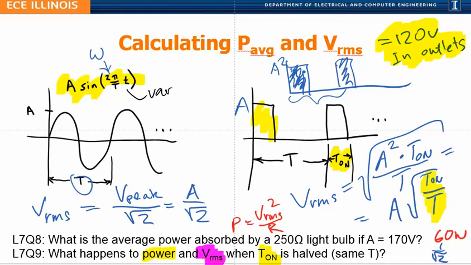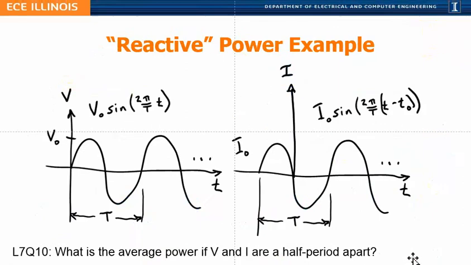So for the power, that would go down by a factor of 2. Power, factor of 2; VRMS, factor of root 2. So you can think about it some more. The last slide in the notes had something to do with reactive power, and we'll talk about it later.